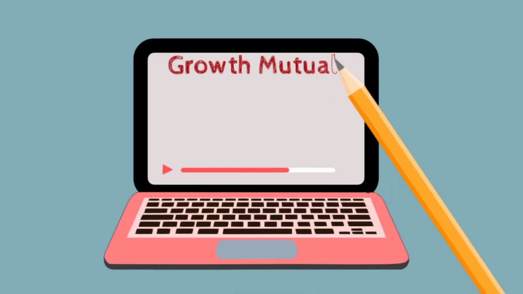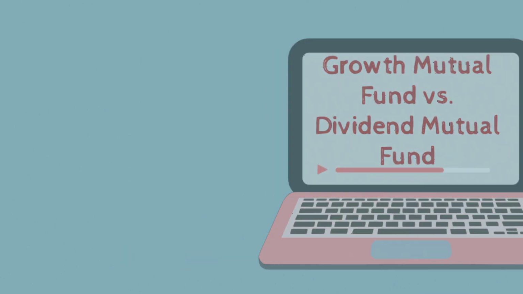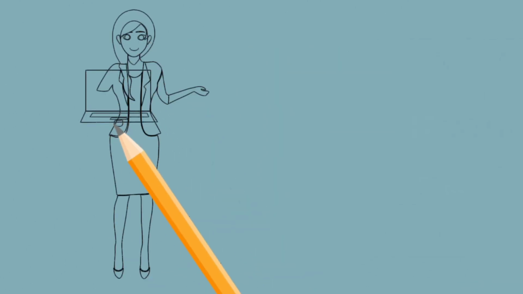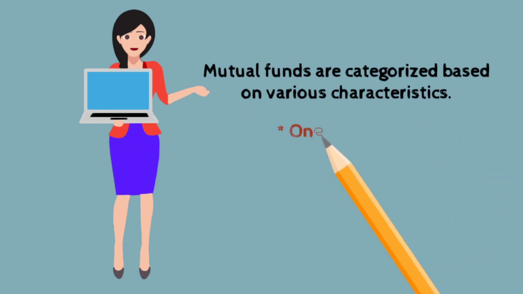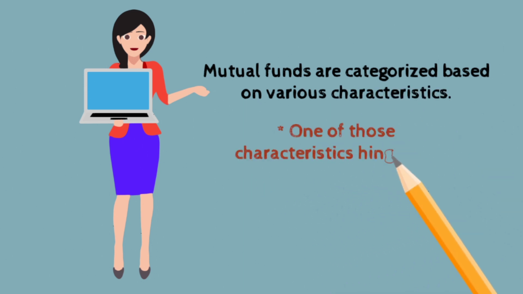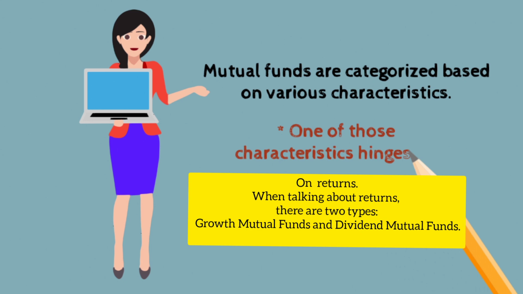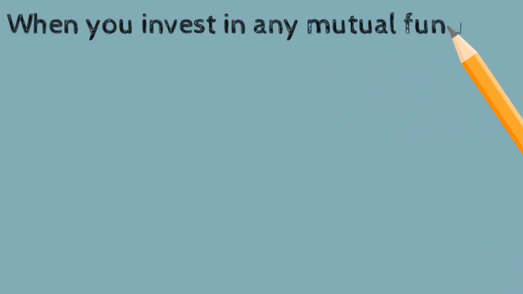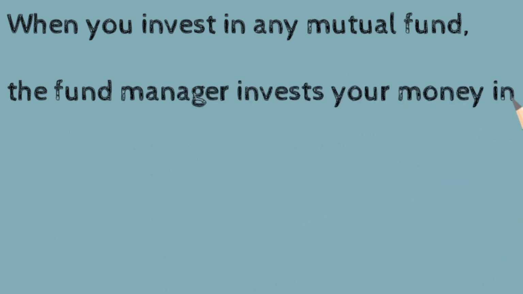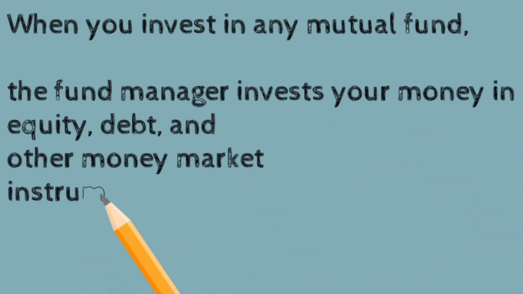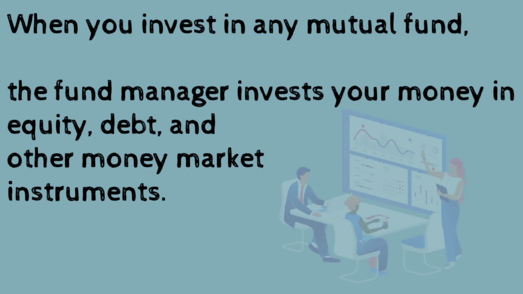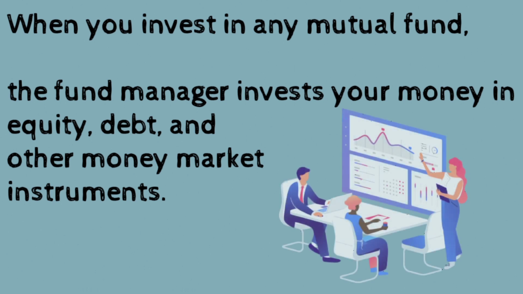Growth mutual fund versus dividend mutual fund. Mutual funds are categorized based on various characteristics. One of those characteristics hinges on returns. When talking about returns, there are two types: growth mutual funds and dividend mutual funds. When you invest in any mutual fund, the fund manager invests your money in equity, debt, and other money market instruments. Many mutual funds also invest in a combination of this.